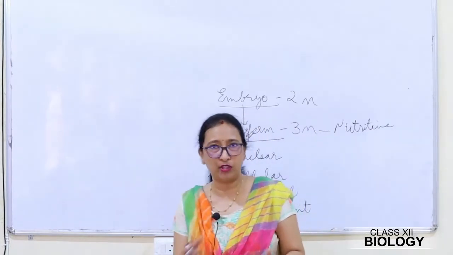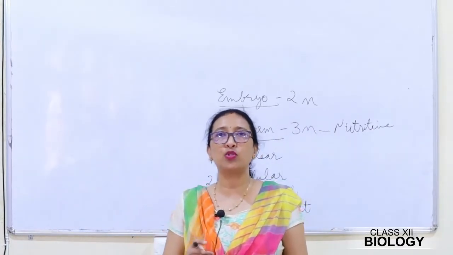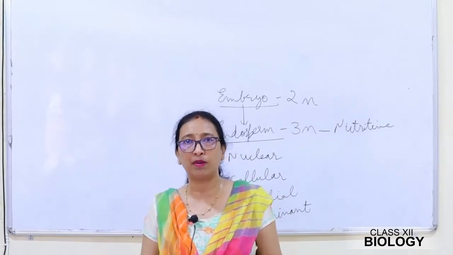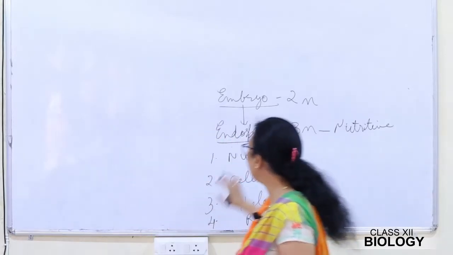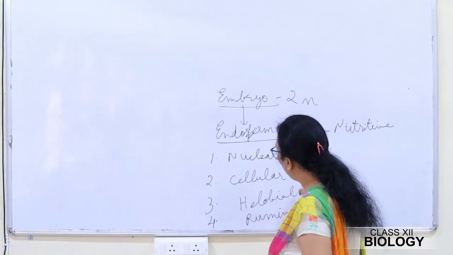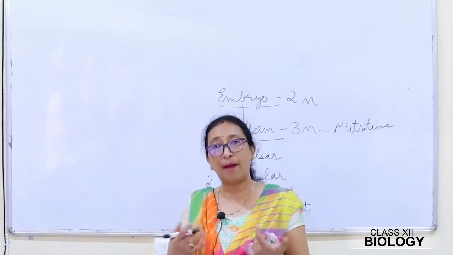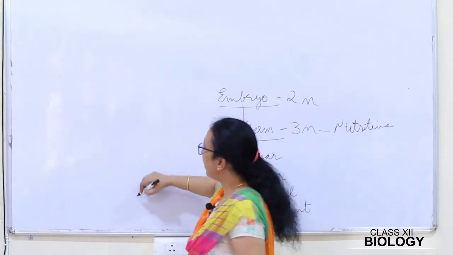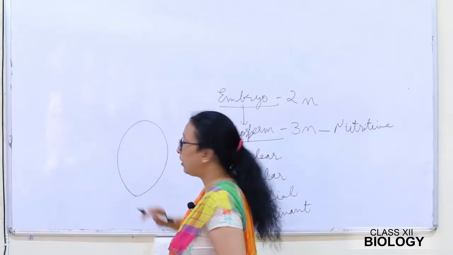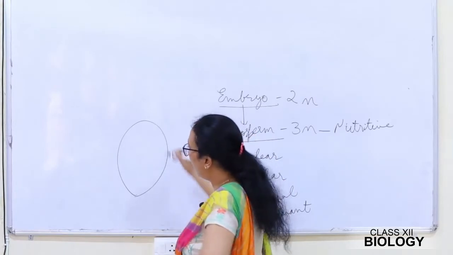Ruminant means which is leftover. So the majority of books don't deal with ruminant endosperm. We deal with only three endosperms, that is the nuclear endosperm, cellular endosperm and the halobial endosperm. How is the endosperm formed? What happens to the endosperm? See, when the embryo is formed, we know that the endosperm is also found in the seed. So how is the endosperm formed?